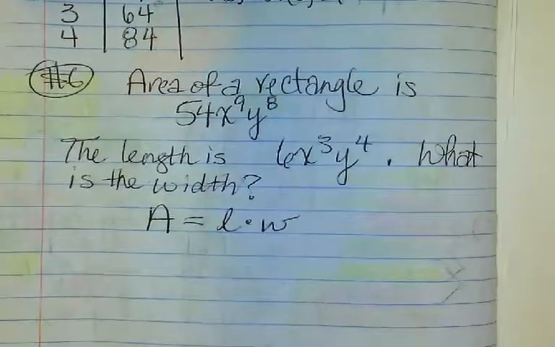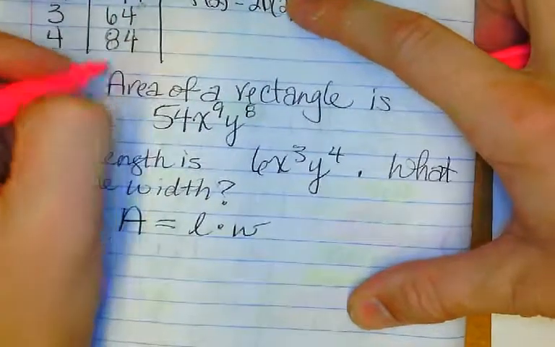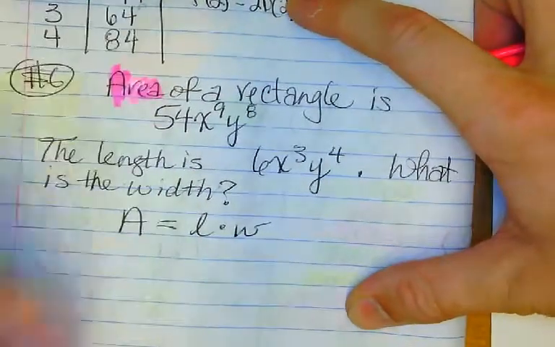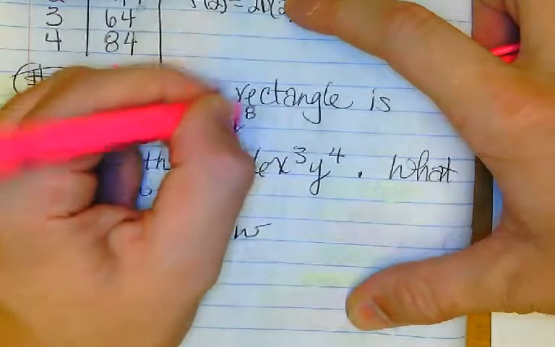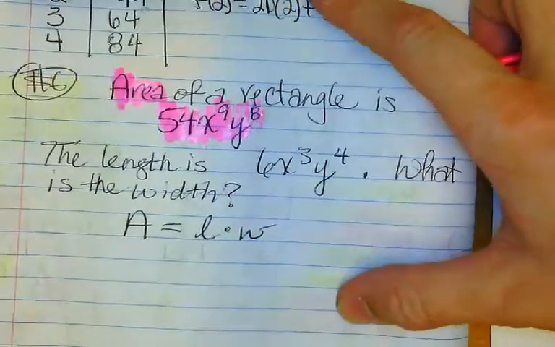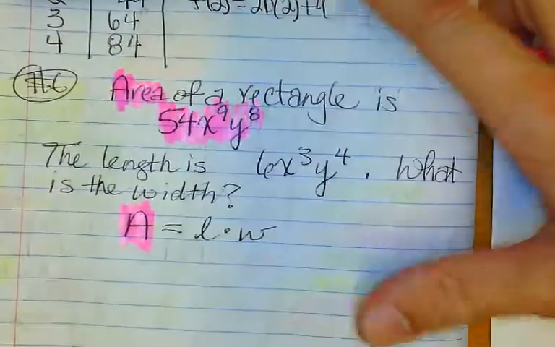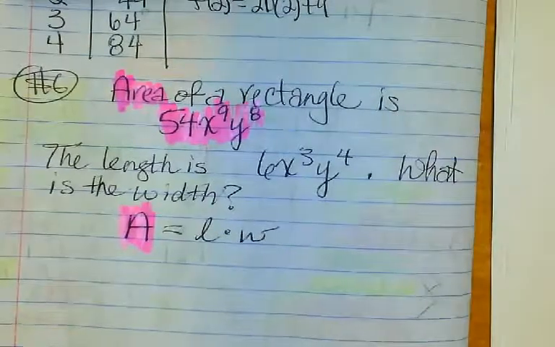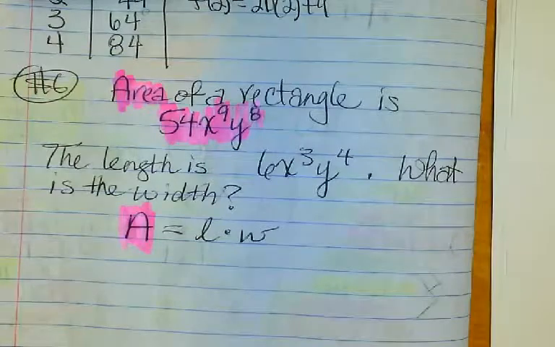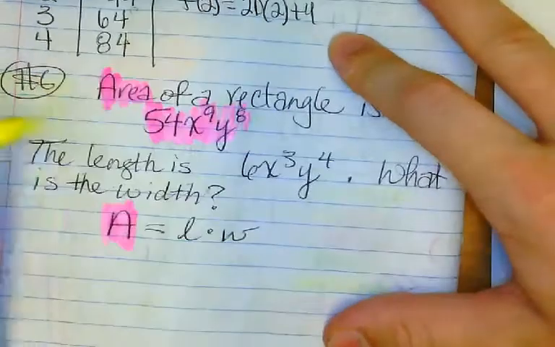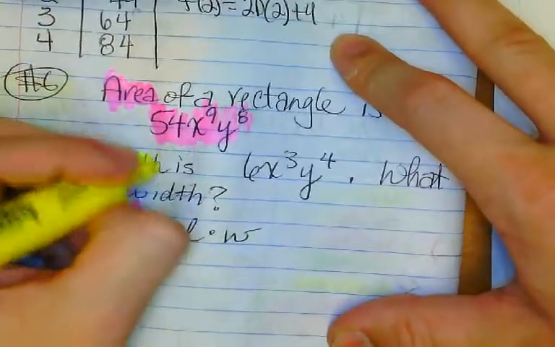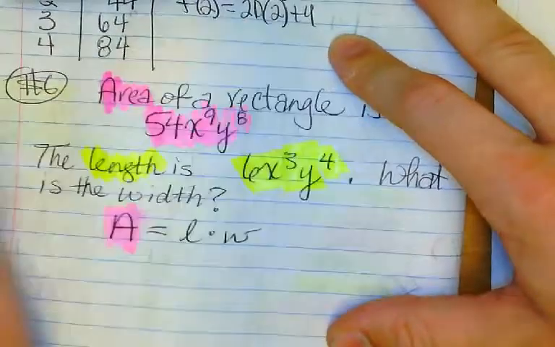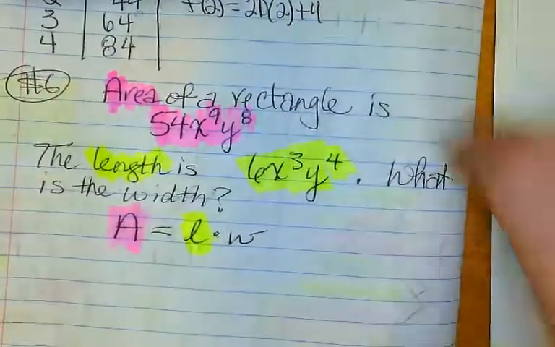All right. So we have area. And we know that our area is this number, or this thing. And we know that this A right here is the same area that we've been talking about. So substitute 54 into the A. We know that part. We also know our length is 6x cubed y to the 4th. And that's this one right here.